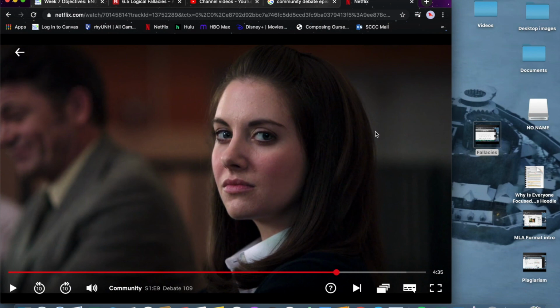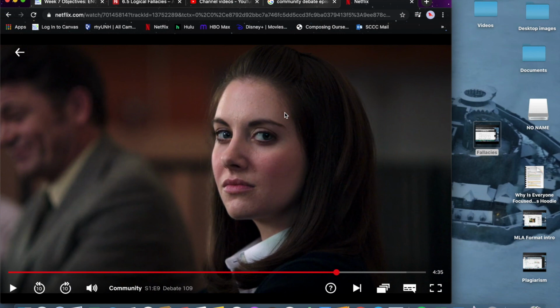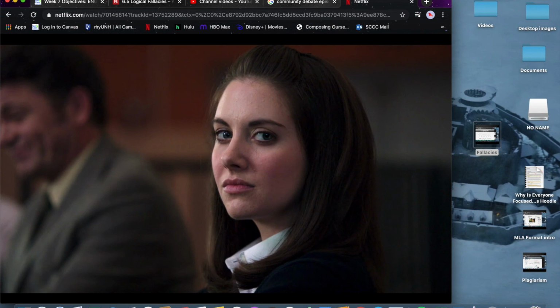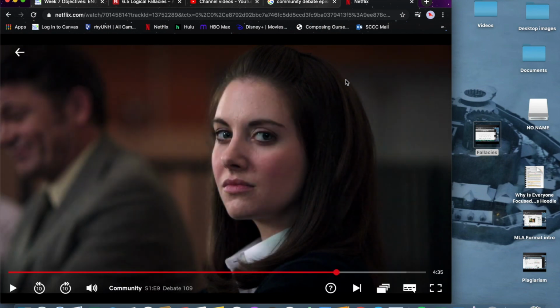So again, you have the opportunity to look at a successful argument, an unsuccessful argument, whatever you want to do. If you want to write your paper on something that's riddled with fallacies, more power to you. But if you want to focus on something successful and think about what appeals they make and why they are successful, go for it.